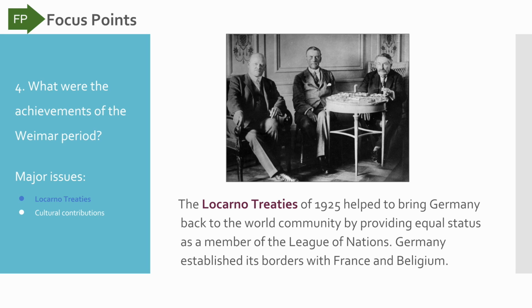Let's take a look at the topic sentence. Locarno Treaties of 1925 helped to bring Germany back to the world community by providing equal status as a member of the League of Nations. Germany established its borders with France and Belgium.